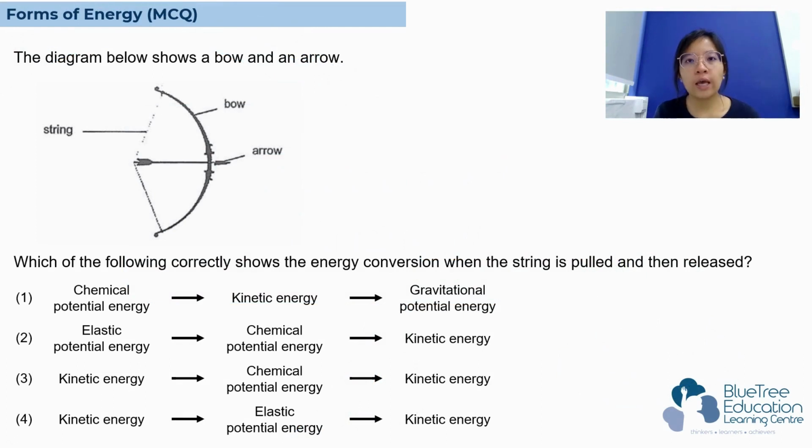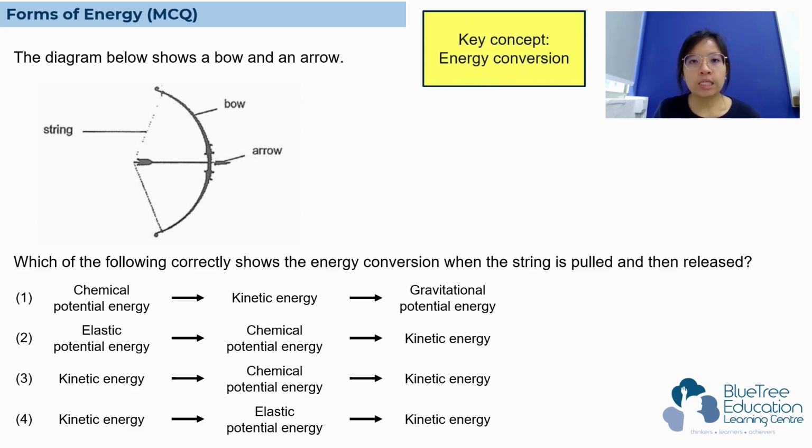Now let's take a look at an MCQ question on forms of energy. The diagram below shows a ball and an arrow. Which of the following correctly shows the energy conversion when the string is pulled and then released? Okay. The key concept that is tested here is energy conversion. And before we look at the correct answer, let's highlight some keywords. So they're looking from when the string is pulled till it is released.